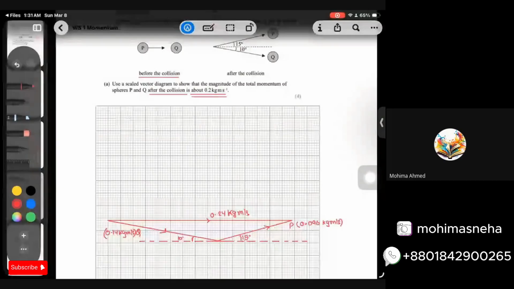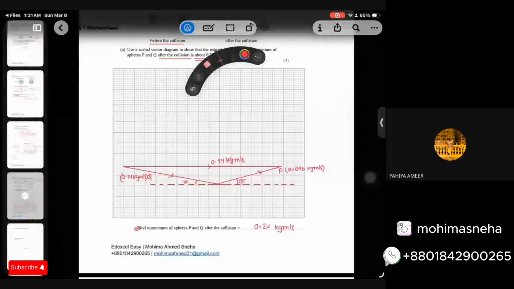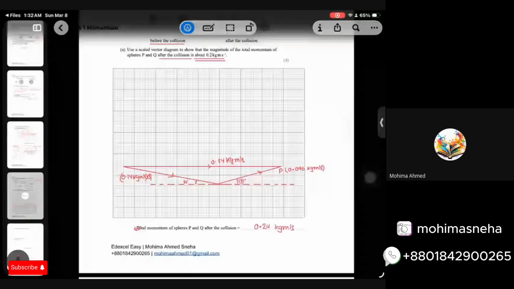Is this clear, Amir? Yes, teacher. Okay, now there's a problem. Sometimes this entire working will actually score 0. Why? Can you tell me? Why would this diagram actually score 0?